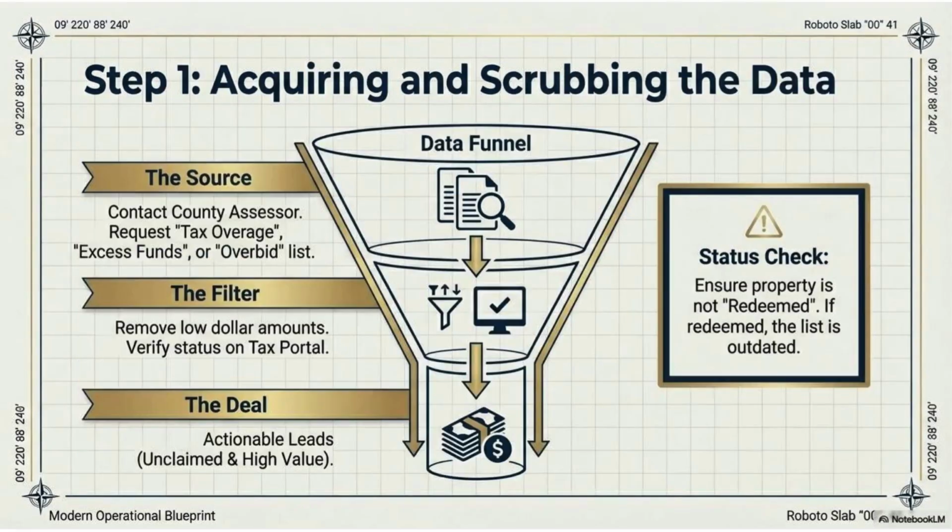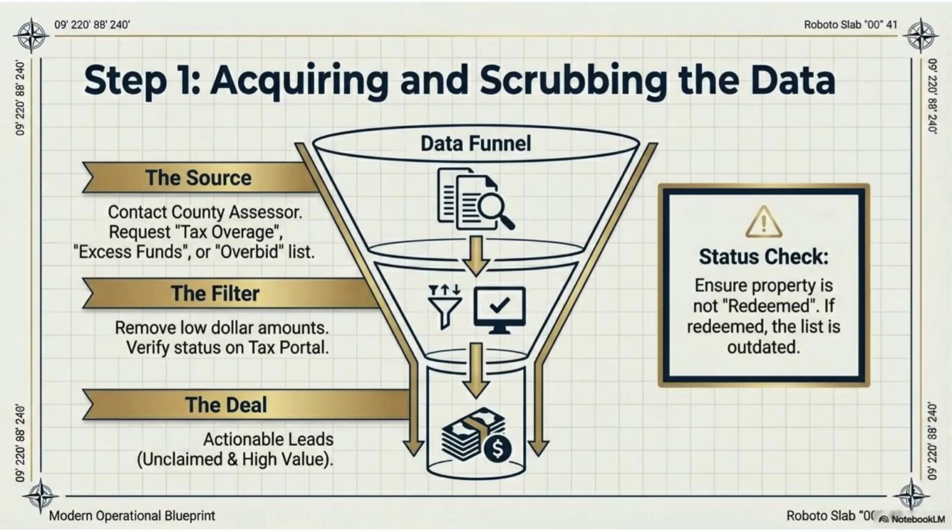Let's talk about your data funnel. This is where your deal flow begins. At the source level, contact your county assessor's office and request their tax overage, excess funds, or overbid list. Don't be intimidated. This is public information.